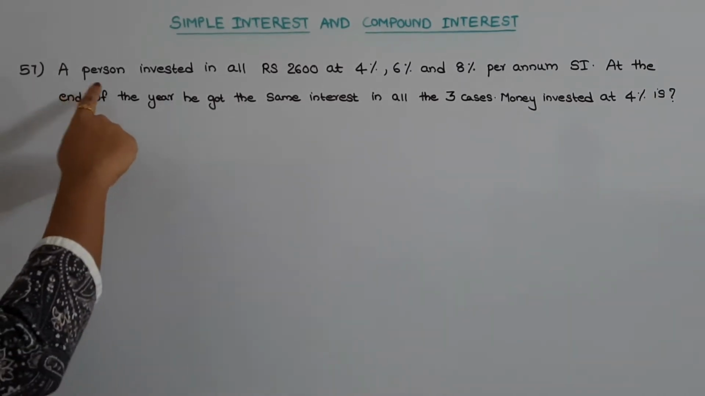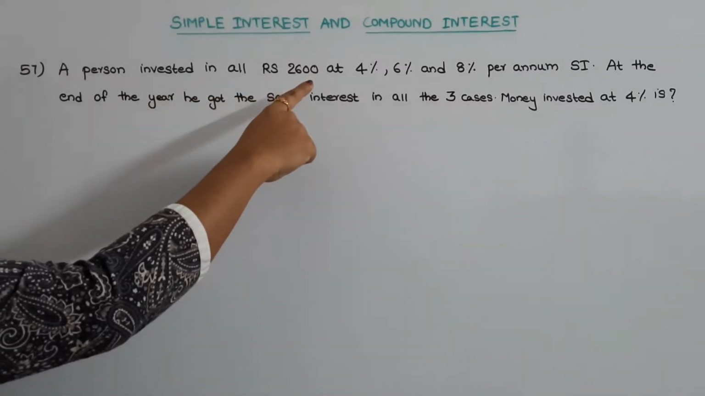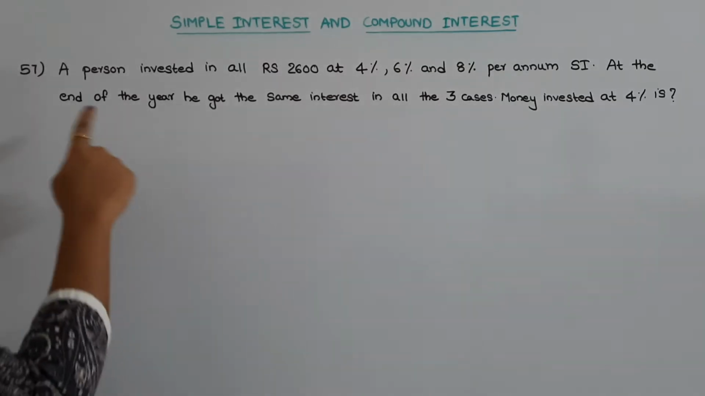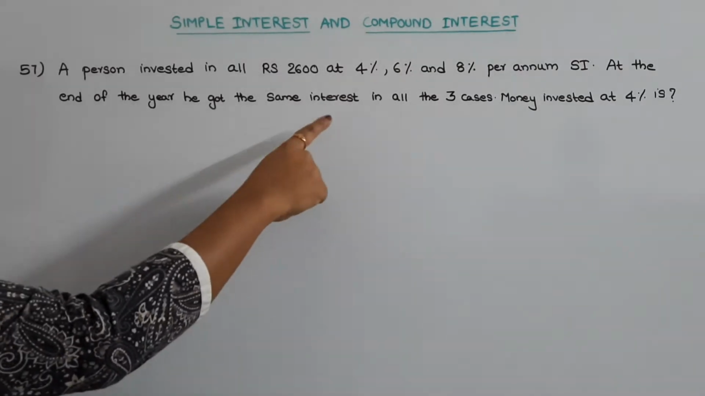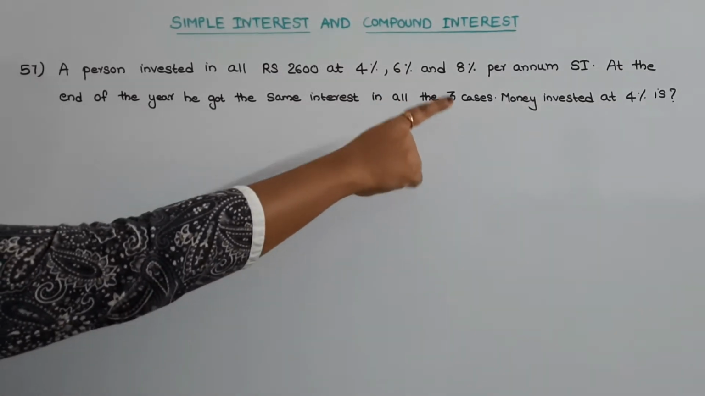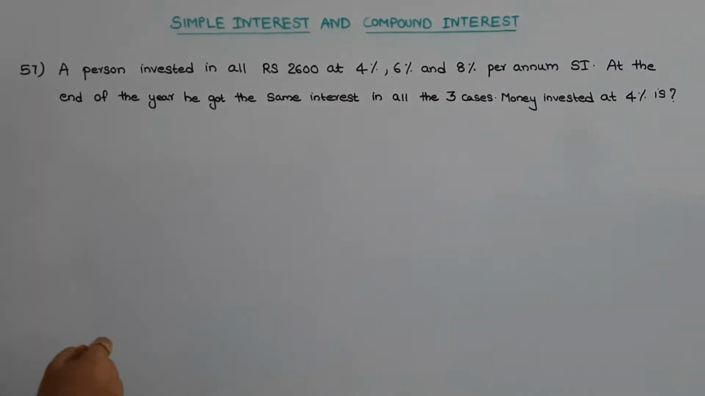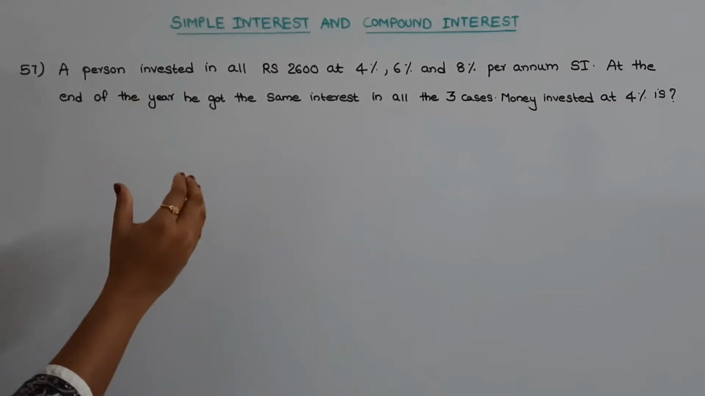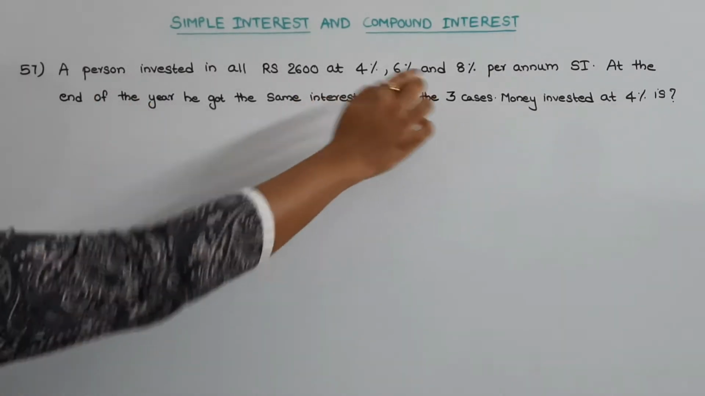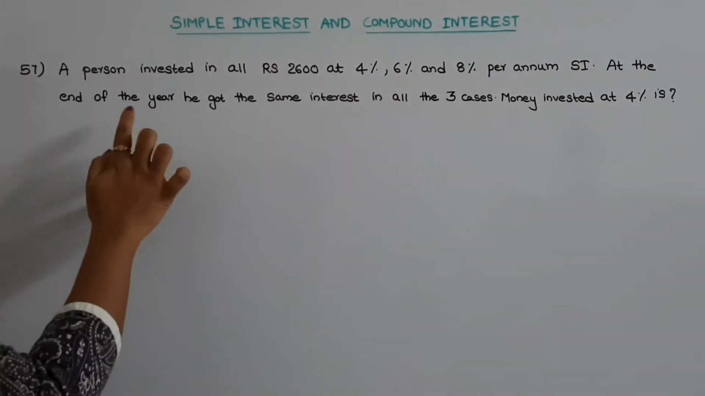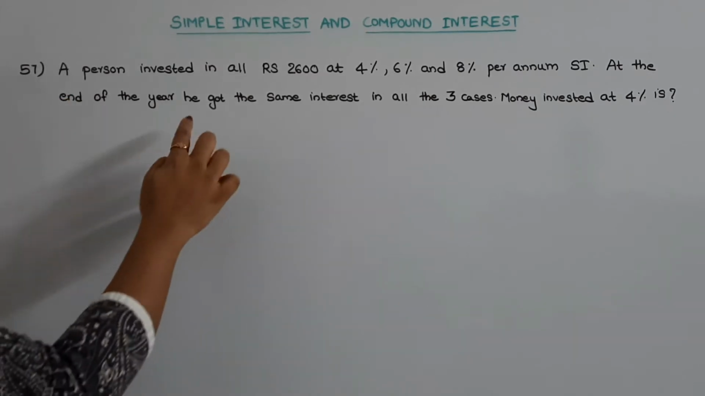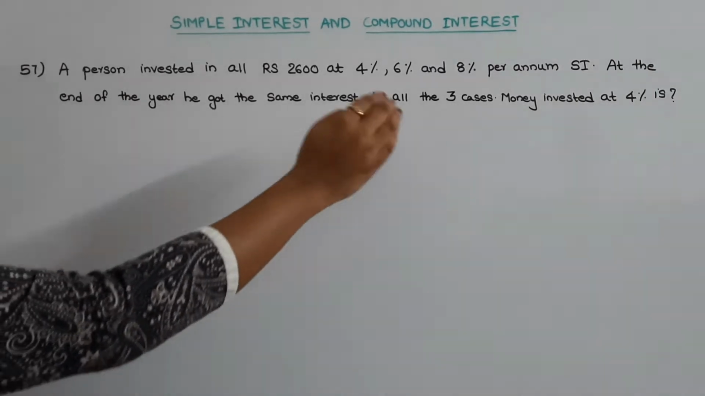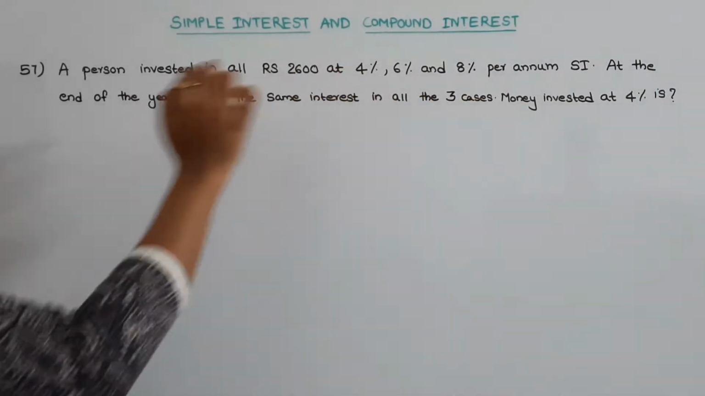The 57th question is: a person invested in all rupees 2600 at 4%, 6% and 8% per annum simple interest. At the end of the year, he got the same interest in all the three cases. Money invested at 4% is? In this question, they are telling that a person invested a total principal in three different rates of interest, and after the first year he got the same interest in all the three cases. We need to find out the principal amount invested at 4%.